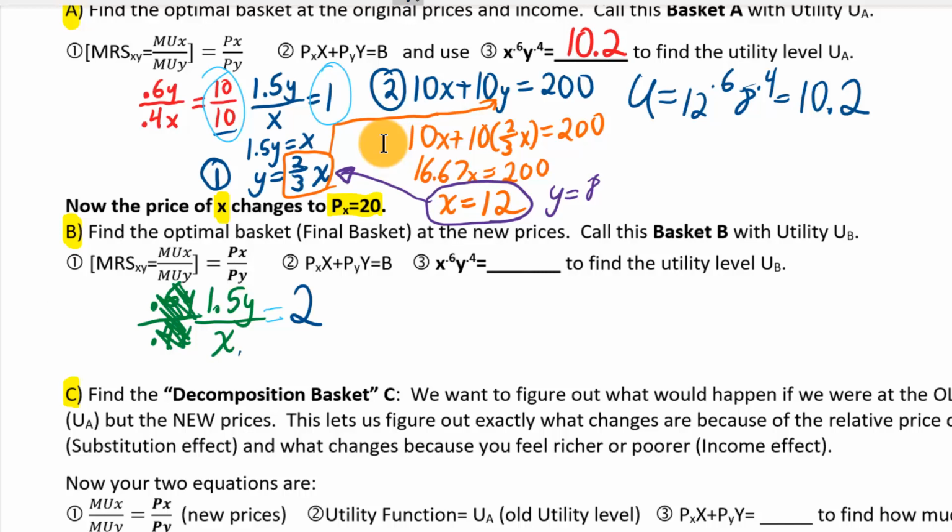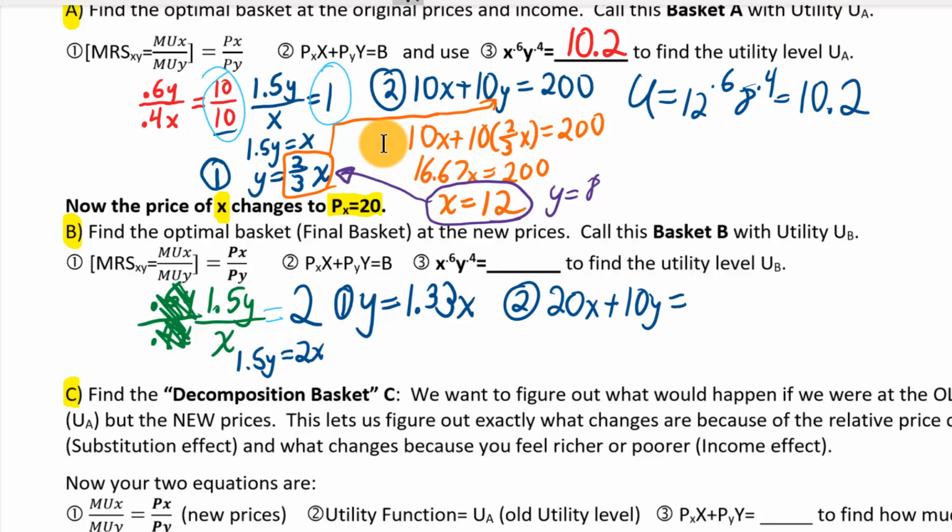So we're going to have 1.5y equals 2x. Divide both sides by 1.5. And we're going to end up with y equals 1.33333x, or 4/3 x. So that's our equation 1. Equation 2 is just the budget line again. So the price of x is 20 now, times x, plus 10 times y, equals, we still have $200. And we're going to plug this y equals 1.33x in for y and see how much x.